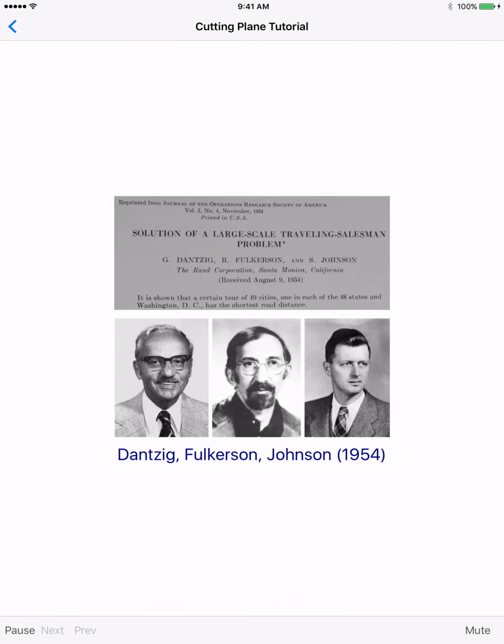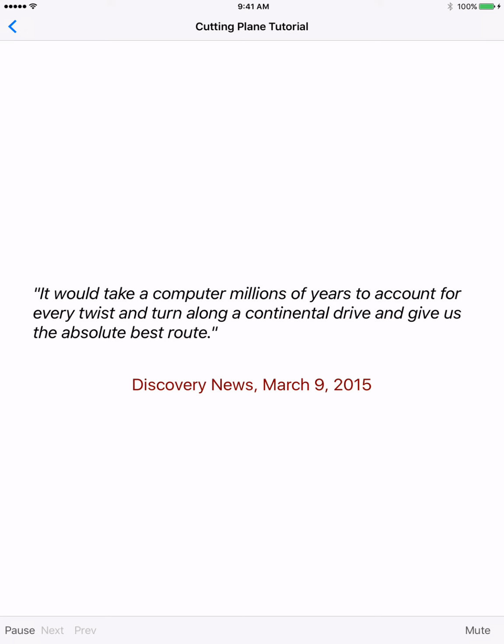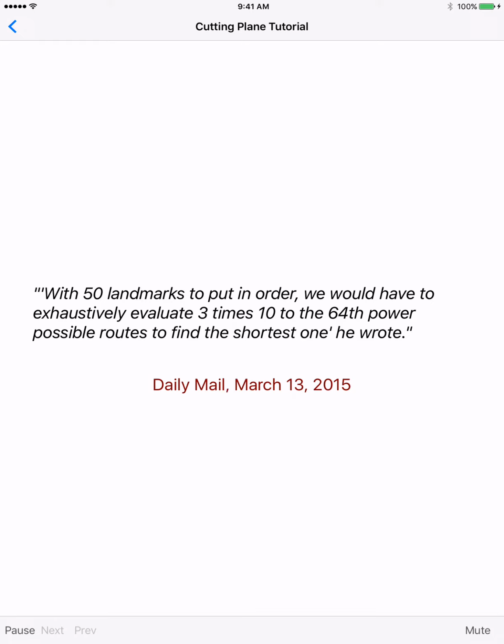The cutting plane method was introduced by Dantzig, Fulkerson, and Johnson in 1954. In amazing work, they found by hand a shortest possible tour through 49 cities in the United States. Even today, you can regularly see articles reporting that such a task is impossible for the world's fastest supercomputers. The argument is that there are far too many tours to be able to check them all one by one.